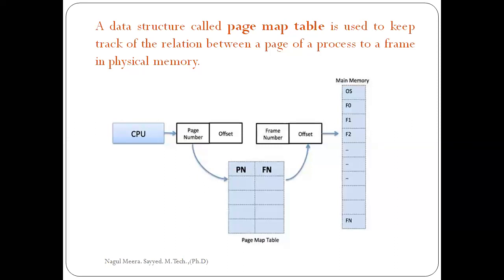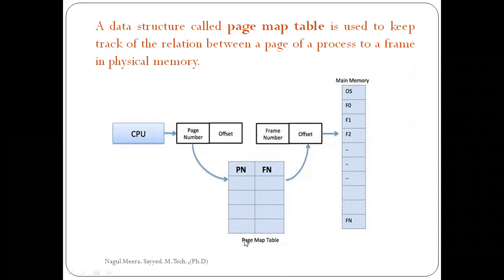In this page mapping, some part of the page table is occupied with the page number, and the remaining part of the page table is occupied with the frame number. So look at this diagram. The CPU maintains the logical address and the main memory maintains the physical address. Here, the logical address is divided into page number as well as offset. The physical address is divided into frame number and offset.